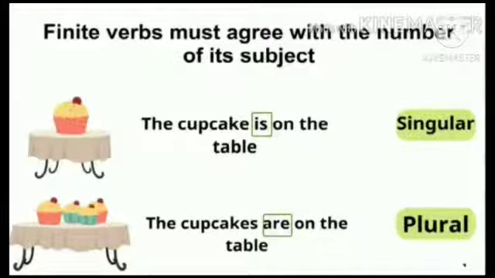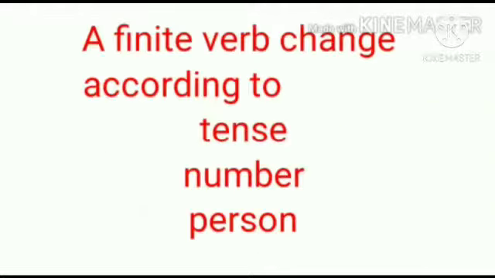The same thing goes with this example also. The cupcake is on the table, when we are speaking about a singular thing, that is a cupcake. The next, the cupcakes are on the table, means when we are speaking about plural things. So here also is and are finite verbs. Hence, we proved that a finite verb changes its form according to the tense, number and person.